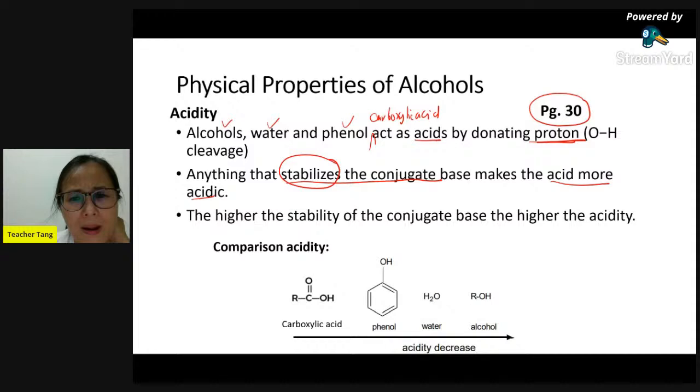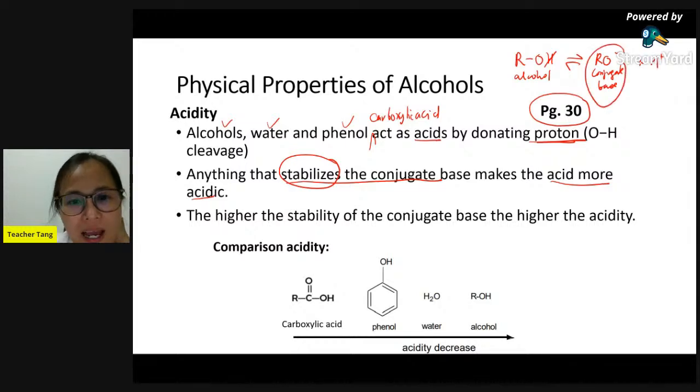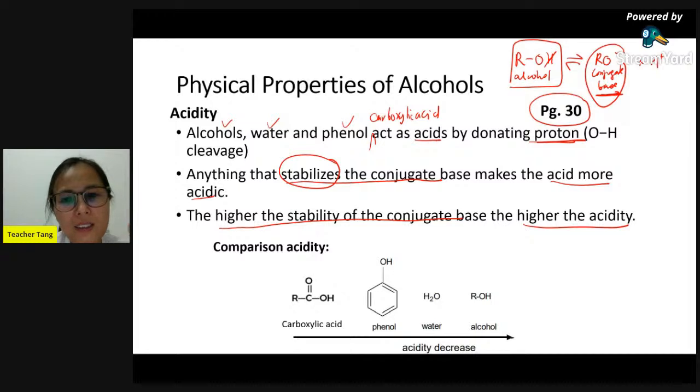Remember, for example, this alcohol is acidic. Acidic means that it can donate the hydrogen ion, giving you the conjugate base. So whatever makes the conjugate base stable will cause this acid to be more acidic. The more stable the conjugate base, the higher the acidity of the acid.